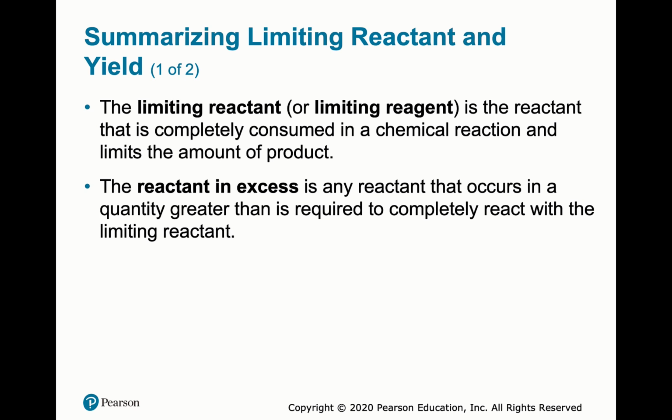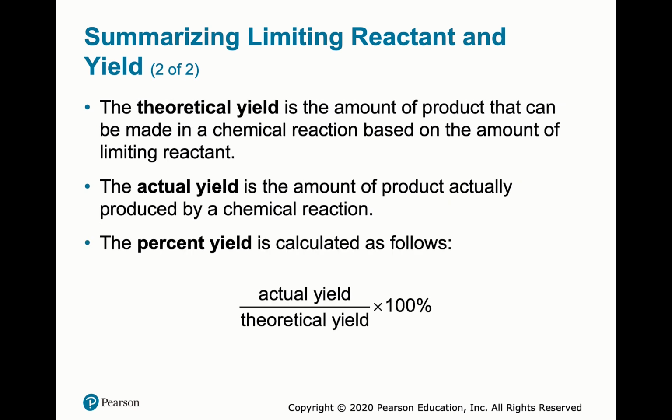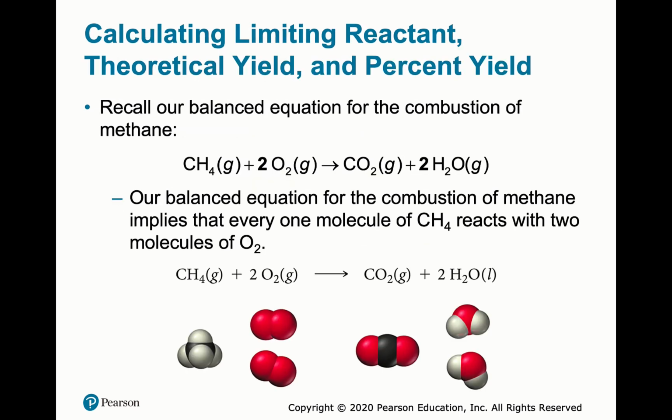So what do you do with the excess? You can recycle it, for instance, in a chemical reaction. So theoretical yield is the most you can make. The actual yield is what you actually get, and that's determined by experiment. And the percent yield is the actual over theoretical times 100%. So let's calculate this out.